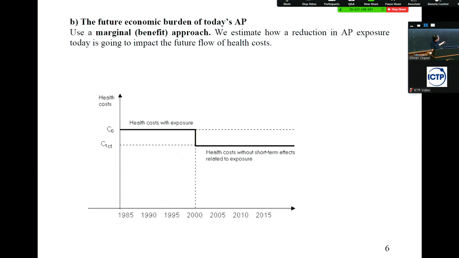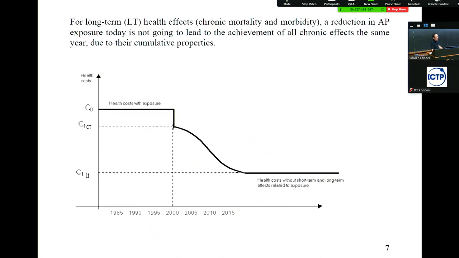If we suppress air pollution in 2000, we will immediately get the health effects associated with short-term exposure. But for the long-term effects, we will need some time before being able to observe the full benefits of this reduction, because this impact, chronic mortality and chronic morbidity, requires some time because of the way the body works to be effective. So there is a delay here, going from this point to this point, that is all the long-term effects are going to disappear, not immediately, like the short-term, but by requiring some delay here.